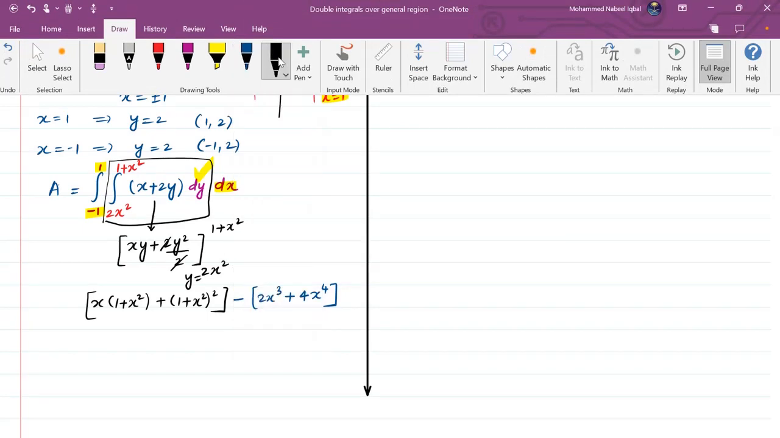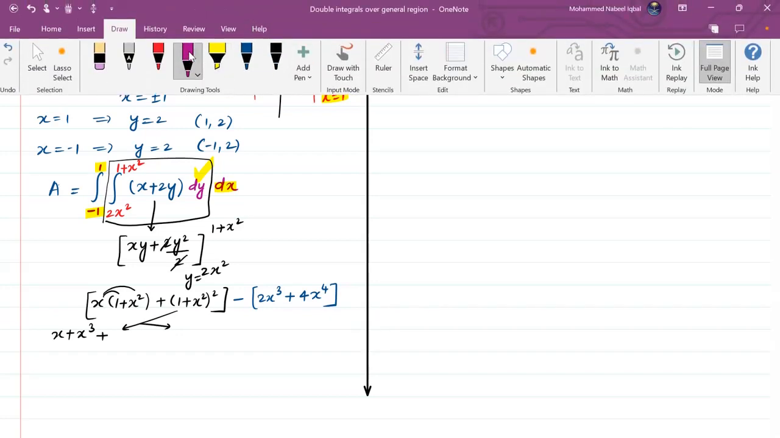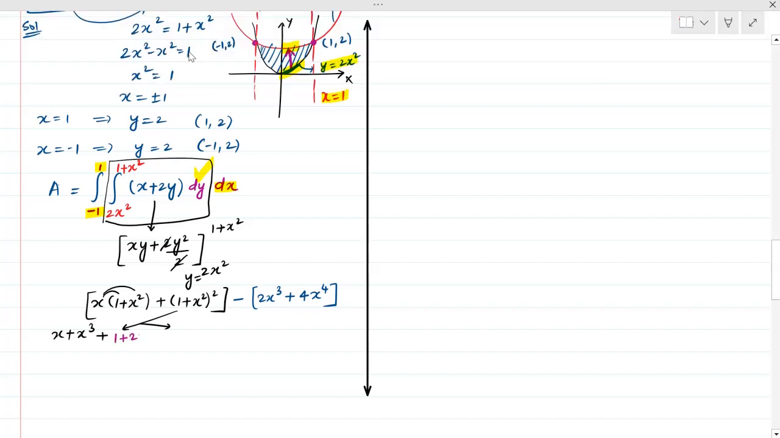So if you simplify, multiply inside, what happened here? x plus x power 3. Now I will expand this one using the formula. What is the formula here? A plus b whole square rule. What is this? So it is 1 plus 2x square plus x power 4. So this is the expansion.